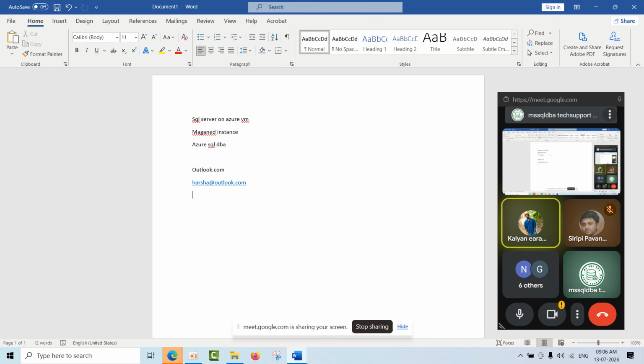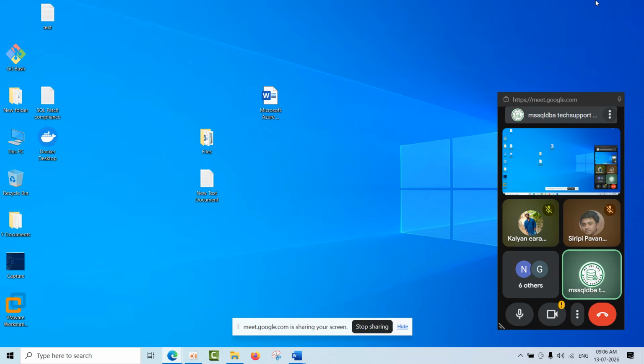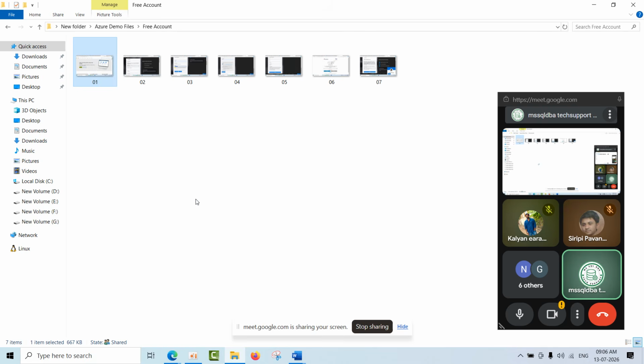If you don't have one, make sure that you create one account by next class. I think you know how to create an outlook.com account, right? The extension should be outlook.com. Once we have outlook.com, we need to create one free account.